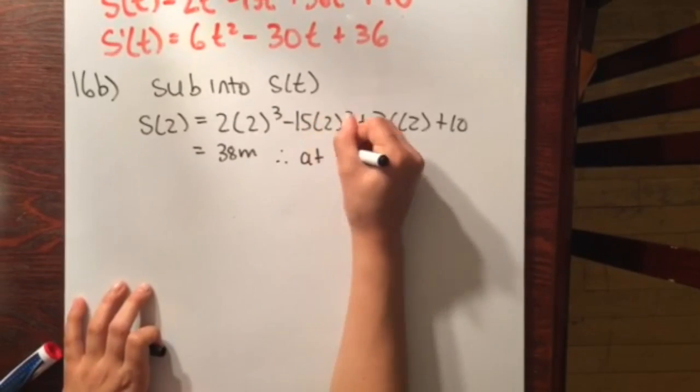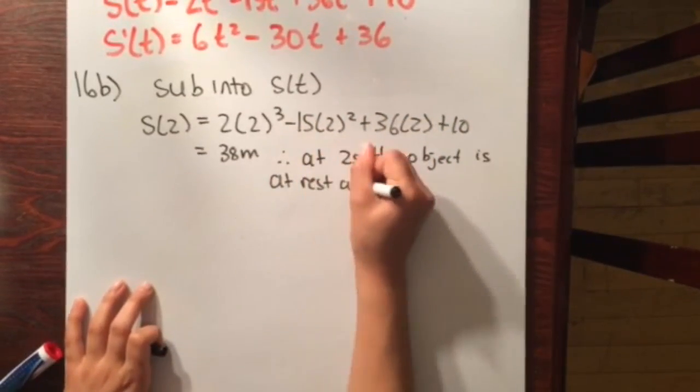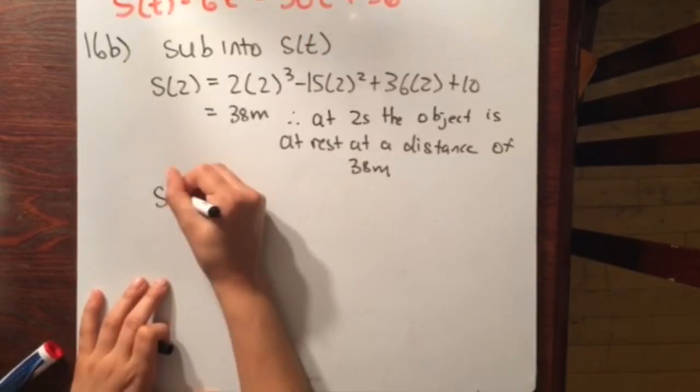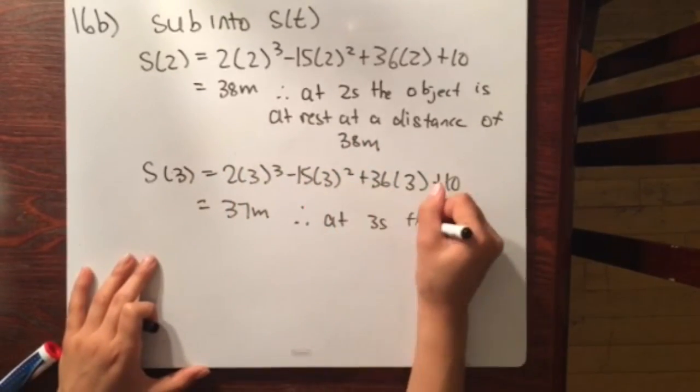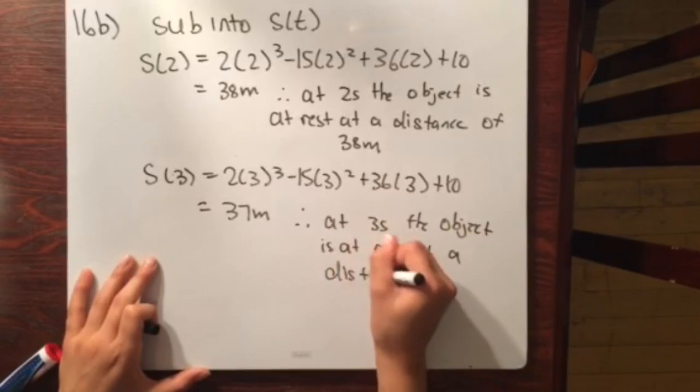Now sub 2 seconds and 3 seconds into the position equation and solve. This will give us the distance the object was at. Therefore, at 2 seconds, the object is at rest at a distance of 38 meters, and the object is at rest at 3 seconds at a distance of 37 meters.